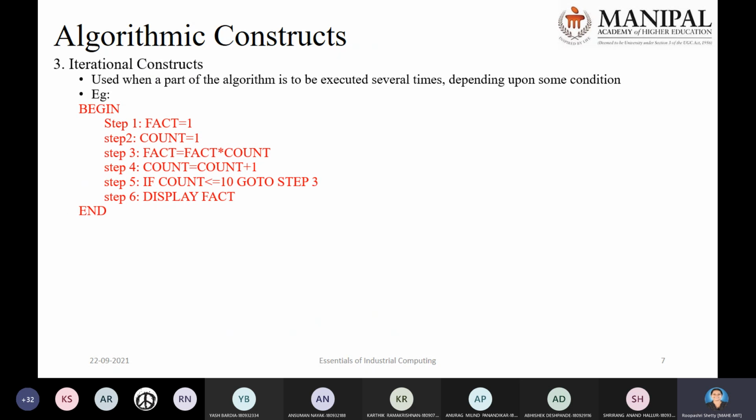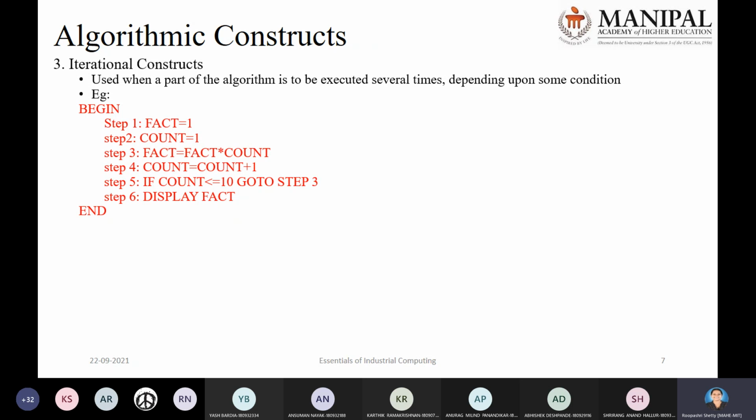And the third algorithm construct used is iterational constructs. Iterational constructs are used in an algorithm when a part of the algorithm is to be executed multiple times depending on the condition. You clearly understand now that this is nothing but the concept of loops. Based on the condition, a part of the program or part of the algorithm will be executed several times.